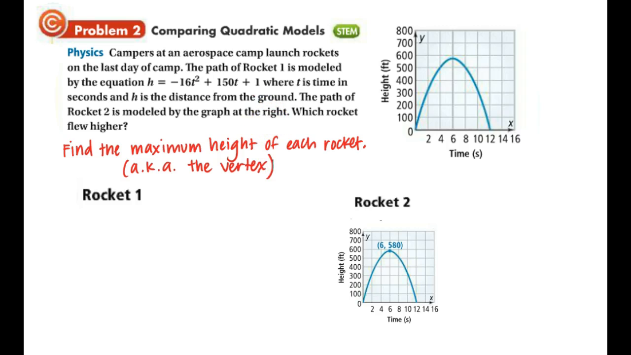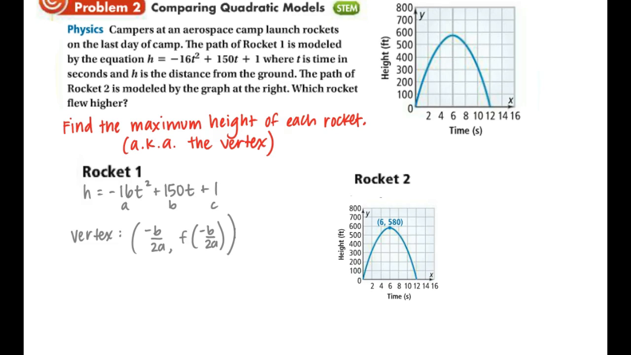So first thing we want to do for rocket 1 is rewrite the equation and identify the a, b, and c values. So here we have the a, b, and c values as negative 16, 150, and 1 respectively. And hopefully you recall from a previous lesson video that in order to figure out the vertex, we can take the negative b over 2a. That will give us the x coordinate, or in this case the t value, since the input value is time.